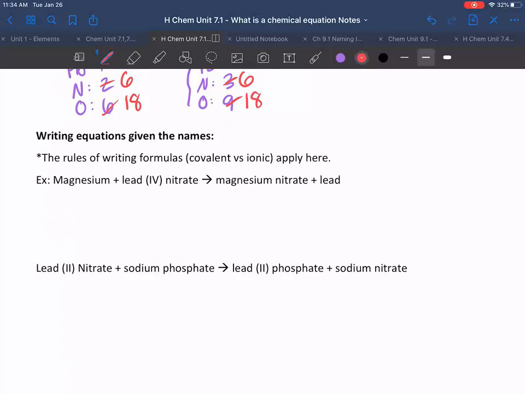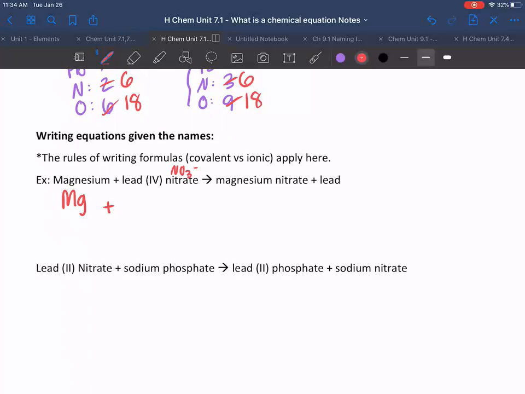So going through the first example, magnesium, its symbol is just Mg. We are going to add that to lead 4 nitrate. If you go through your table and look through it, you'll find that nitrate is NO3 minus. So if you have lead 4, what does that mean? What does the 4 stand for?